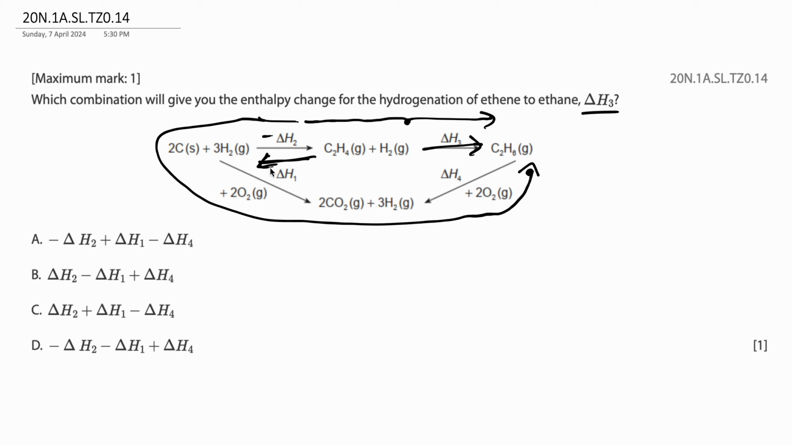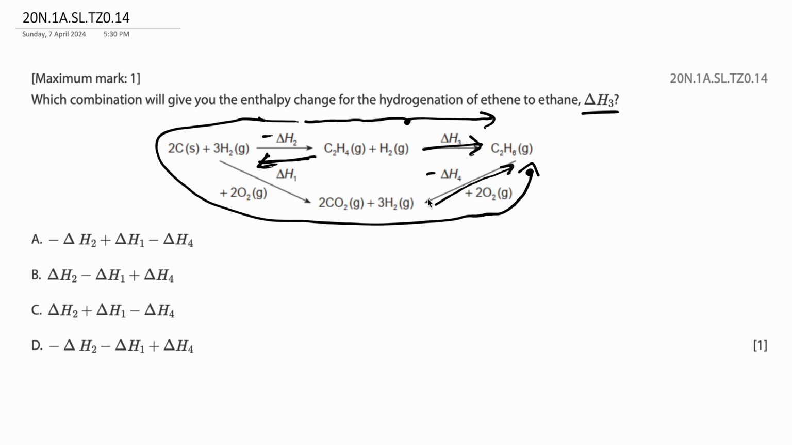H1 is still fine. I don't need to do any conversion because the arrow points in the right direction. But then if you look at H4, we need to go towards C2H6. This is going away from C2H6. The arrow should be this way. So I will multiply H4 by -1.